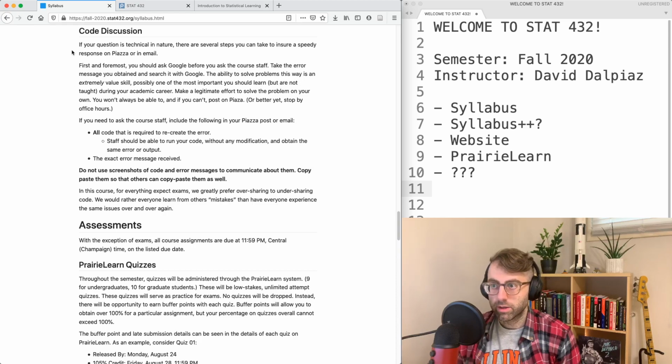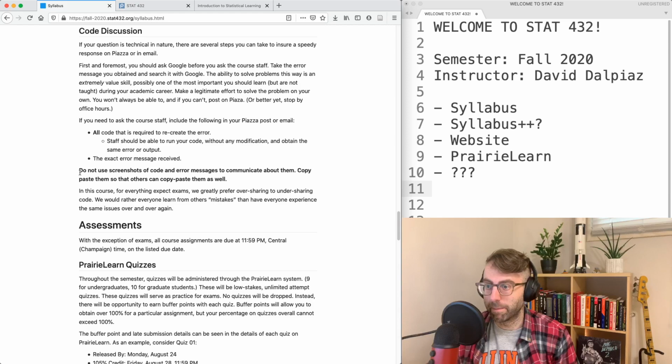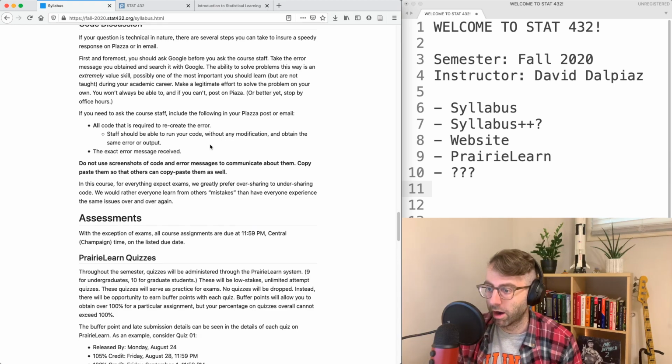Again, I guess I could have just talked about this here. This is just saying that I want to be able to talk about code, and to do that, you have to post the code. So again, I'm all for oversharing code, not undersharing code, except for when it comes to the exam, obviously.